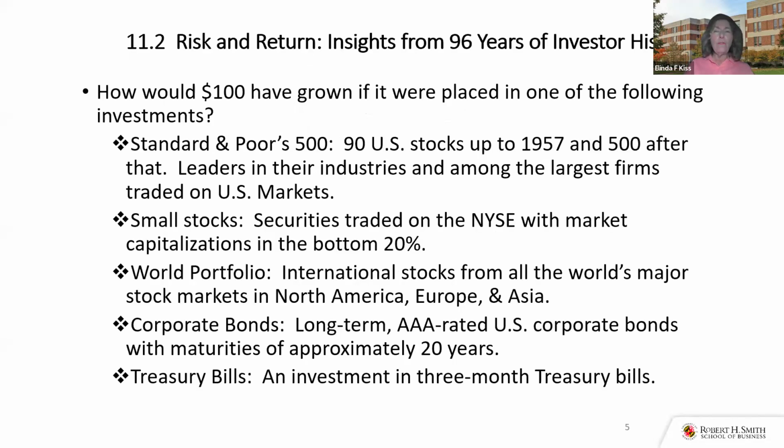Now, we can look over investor history and see what if one of your ancestors or grandparents were smart enough to put $100 into different investments. How would that $100 have grown from the mid-1920s out to the 2020s? Our choices are the S&P large stocks, small stocks, the world portfolio, corporate bonds, or treasury bills.